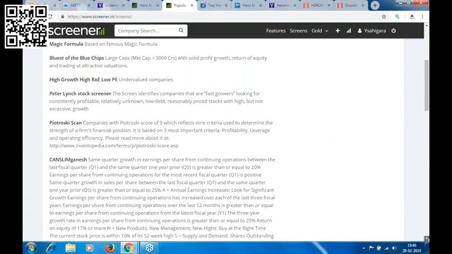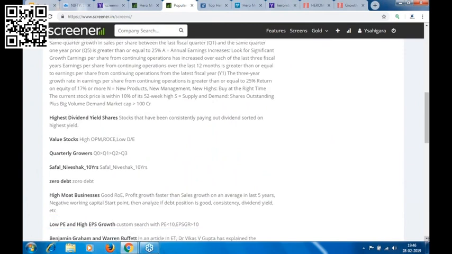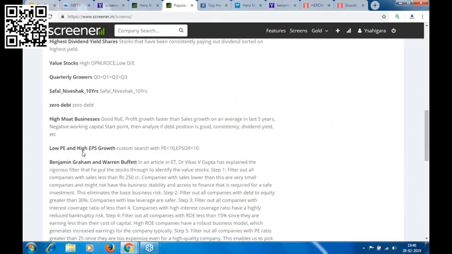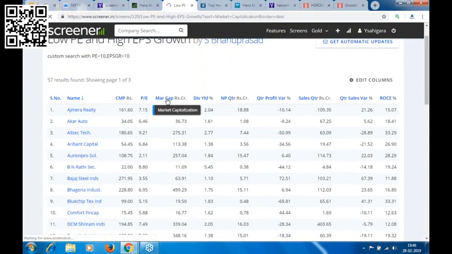So based on all these conditions, you can create your own screeners, like low PE and high EPS growth. So these are the companies that you will get. Now you can sort the companies based on market capitalization.